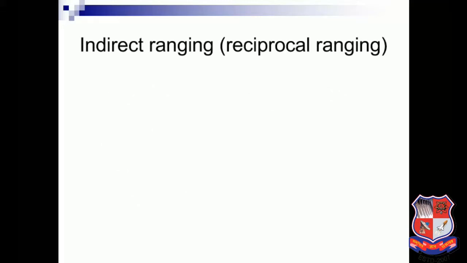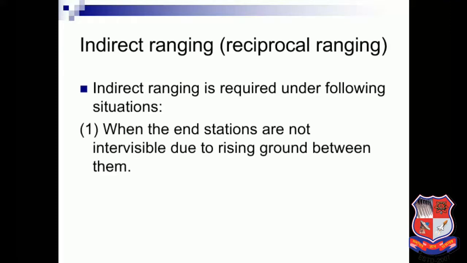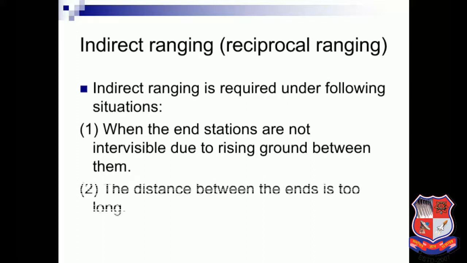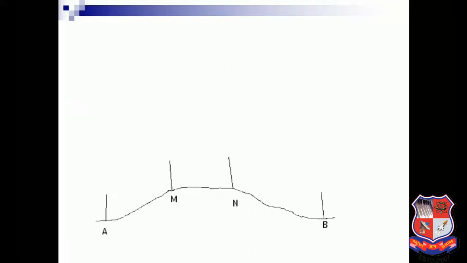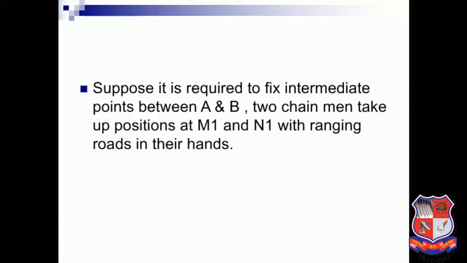Now the second one is indirect ranging, or you can say reciprocal ranging. Indirect ranging is required in the following situation: when the end stations are not intervisible due to rising ground between them, and the distance between the ends is too long. So you can see here A, B, and the intermediate points M and N. Suppose A and B are the end stations, which are not intervisible due to high ground existing between them. Suppose it is required to fix an intermediate point between A and B.